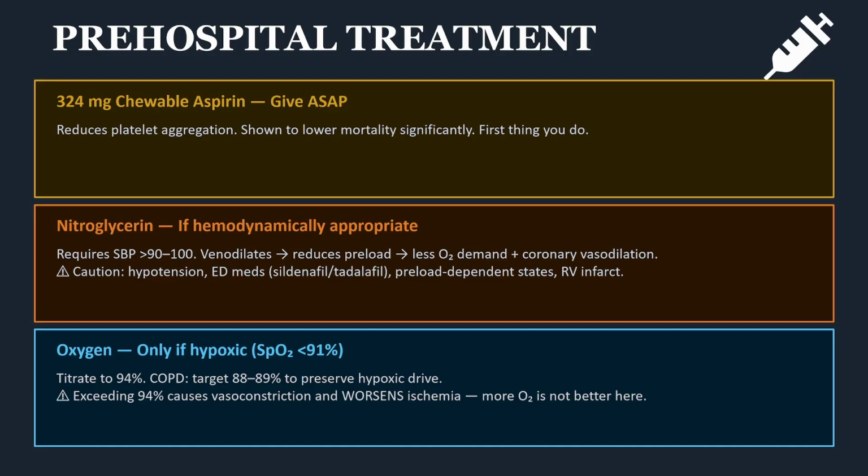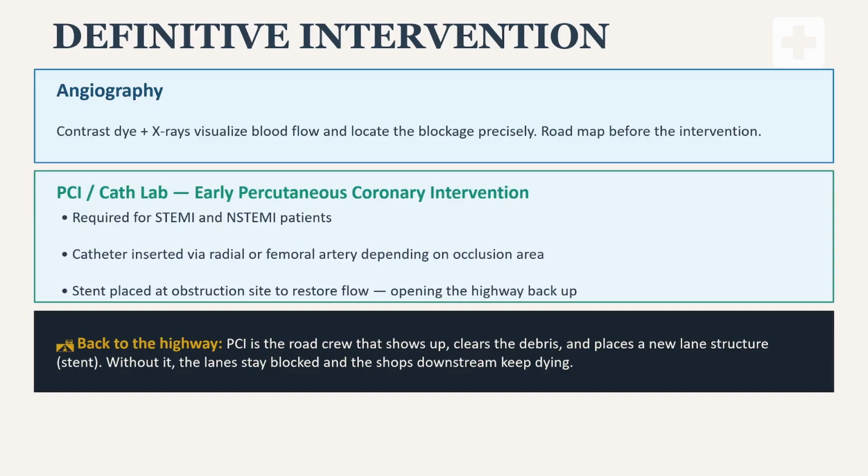Third, oxygen, but only for hypoxic patients under 91% SpO2. We usually titrate to 94% and then stop. Supplemental oxygen causes vasoconstriction, so we want to give them just enough to where they're oxygenating, but not causing too much vasoconstriction. More is not better in this case. For COPD patients, we usually give them enough oxygen to get to about 88 to 89% to maintain that hypoxic drive.